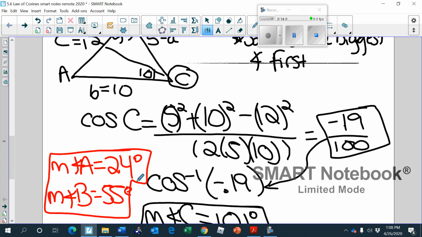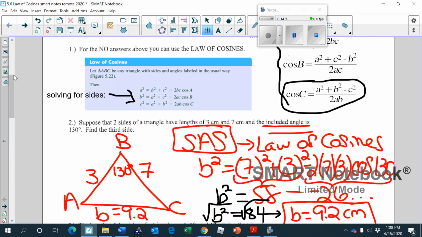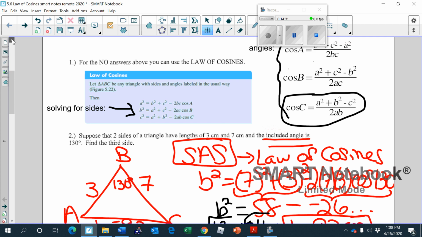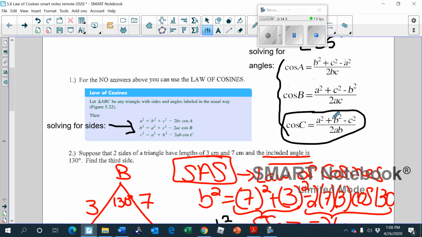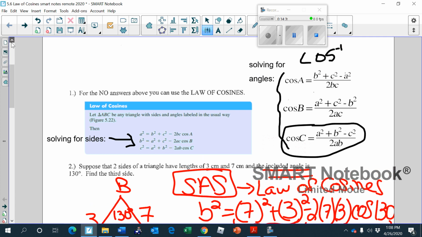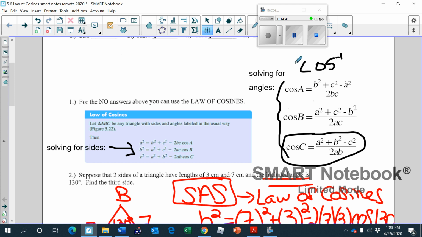Okay, I know this seems really confusing. Use those formulas. You first have to figure out, are you solving for a side? And if you are, you're using one of these. Or are you solving for an angle? And if so, you are using one of these, and you're using cosine inverse.